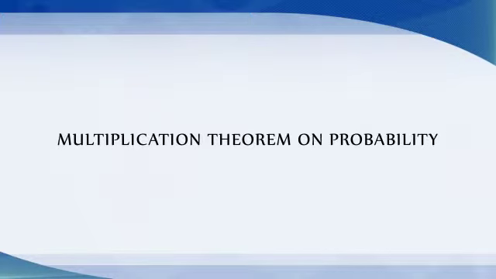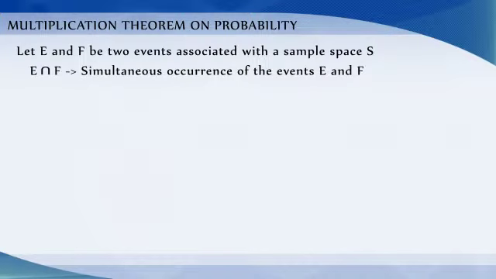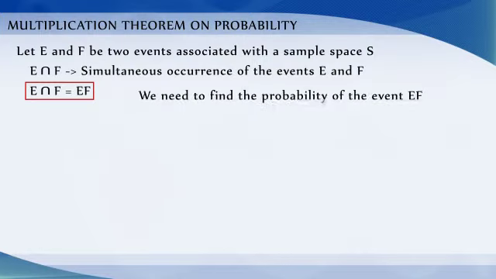Multiplication theorem on probability. Let E and F be two events associated with a sample space S. Clearly, the set E intersection F denotes the event that both E and F have occurred. The event E intersection F is also written as EF. Very often, we need to find the probability of the event EF.